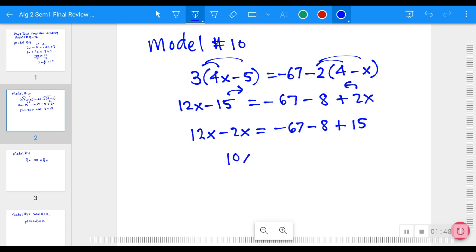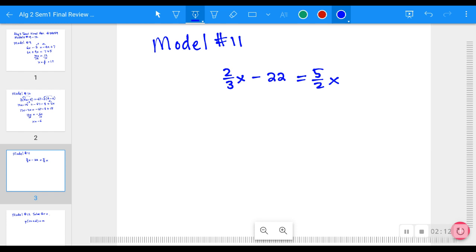Okay, the left-hand side becomes 10x, and the right-hand side, let me think this through. I think it's negative 60. Yeah, when you add up all these numbers, you get negative 60. And dividing by 10 here tells us the x value is negative 6. Pretty easy problem.